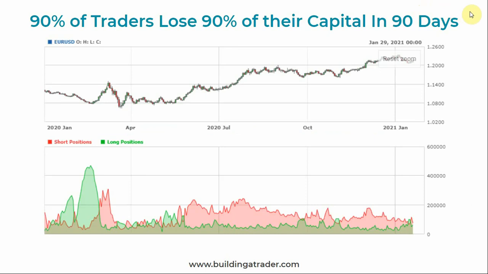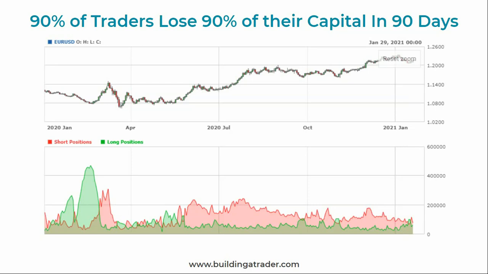The first thing you need to know is that 90% of traders lose 90% of their capital in 90 days. Okay, that's an old adage from the broker days, but it's kind of true, and it remains true to this day because people generally, as a group, do not change. And to prove this, I love using these charts.